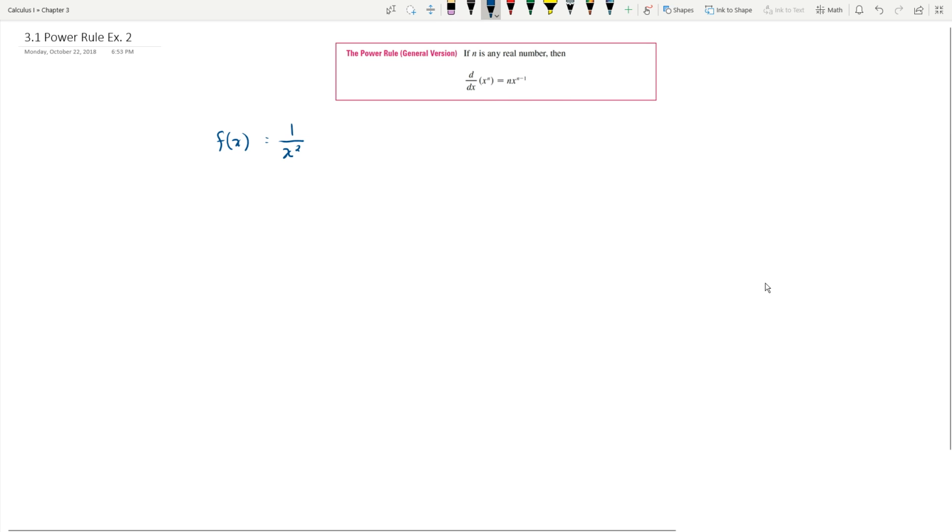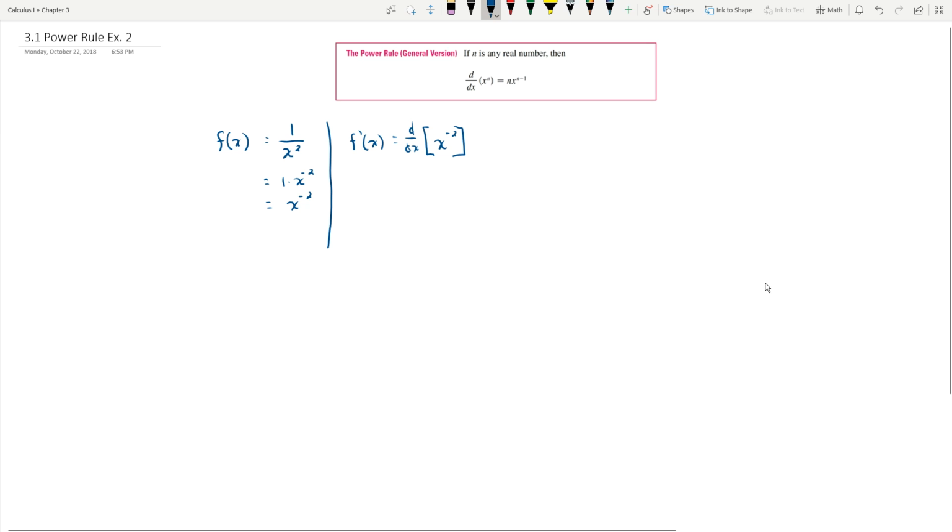So let's rewrite this as the function. We're going to have 1 times x to the negative 2, which, as you know, is simply x to the negative 2. So that'd be a little bit easier to see. Now we'll go ahead and take the derivative, and we will say that f prime of x is equal to the derivative with respect to x of x to the negative 2.